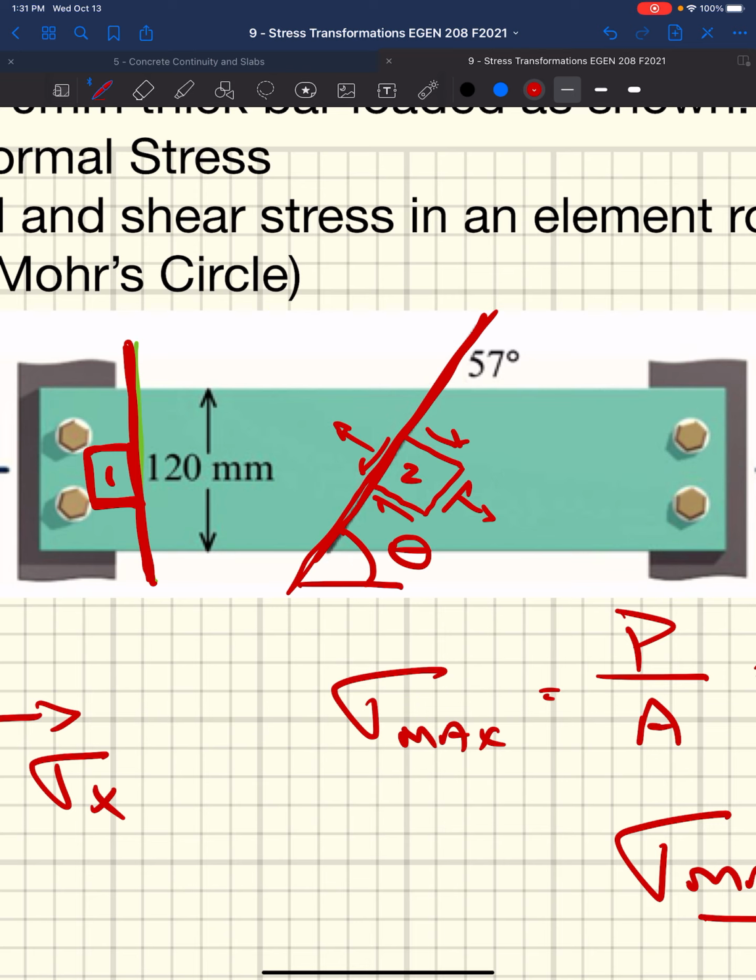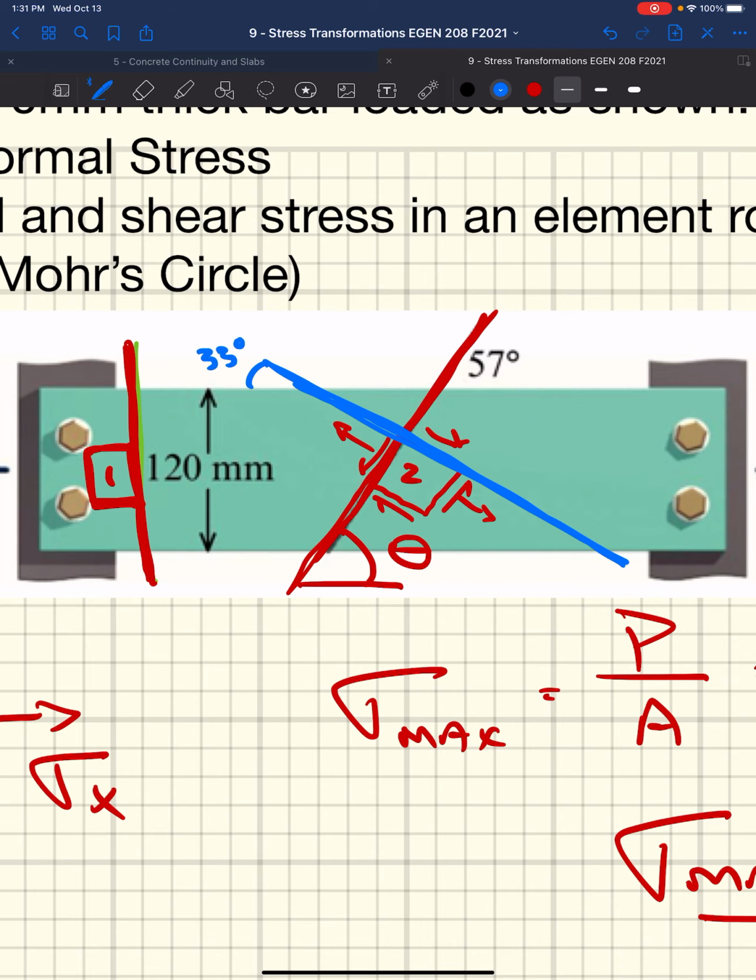So if I take this, now I'm going to run a second cut. It's going to do something like this. If I run this second cut, the angle here is going to be 33 degrees. This is 57, this is 57, this is 90. 90 minus 57 is 33. That's going to be this angle there.